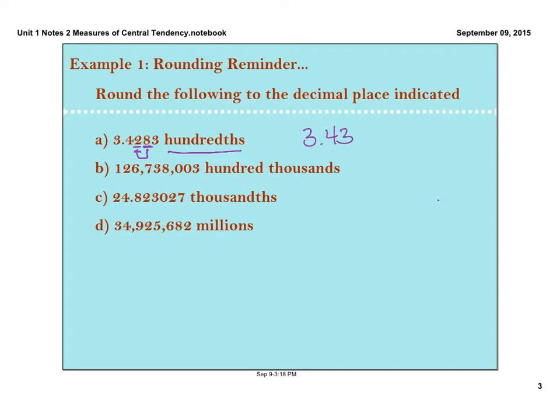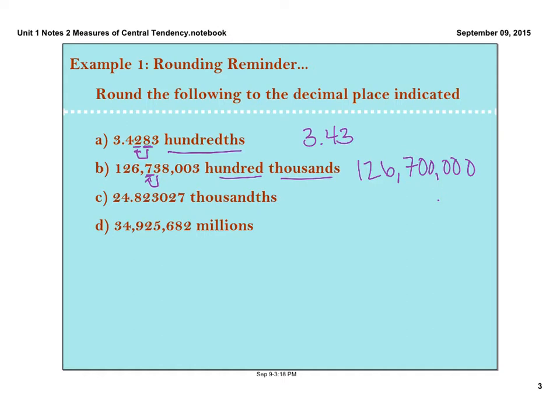If I look at this next one, I have 126,738,003, and I want to round it to the 100,000ths place. The 100,000ths place is right there. Again, that means I'm going to look at the 3, the one that's behind it, to round to that. So that becomes 126,700,000. The 3 tells me to stay down, so I don't increase that 7.